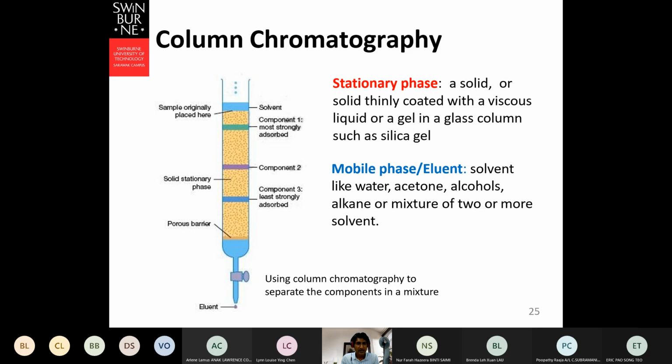Okay, so column chromatography is the same. The principle is the same. The technique is different, but the principle is the same. So in the column, the burette of the column. Hold on a minute, yeah.